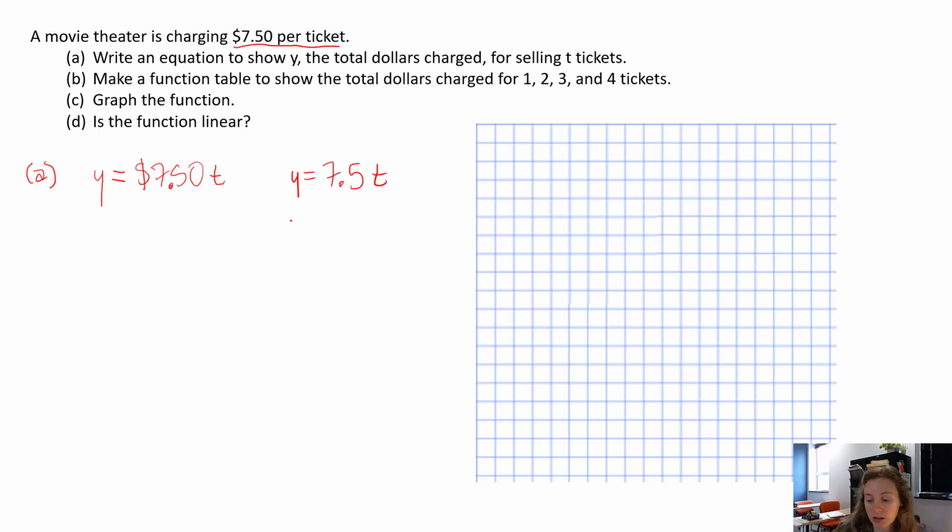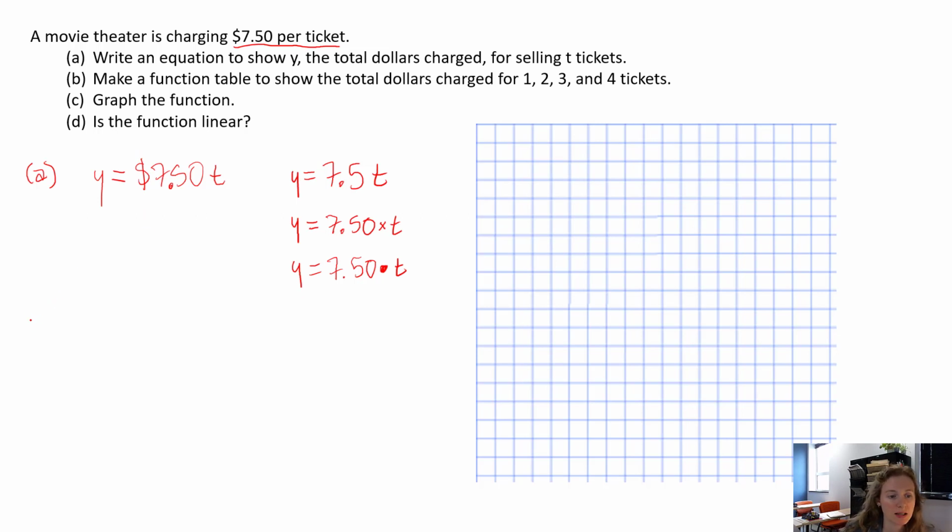Maybe you did include a multiplication symbol. So maybe you said y equals 7.50 times T. So maybe you used that little cross symbol for multiplication, or maybe you used the dot symbol. Any way that you choose to write the multiplication really is fine. Not using the multiplication symbol is just the most common way. All right, so we've got our equation here, y equals $7.50 times T, the number of tickets sold.